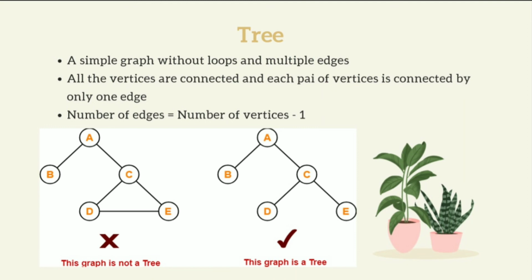Look at the picture. The right one is a tree, but the left one is not a tree because the vertices D and E connected by two edges.